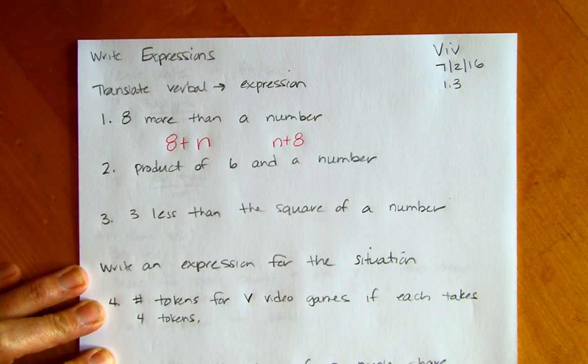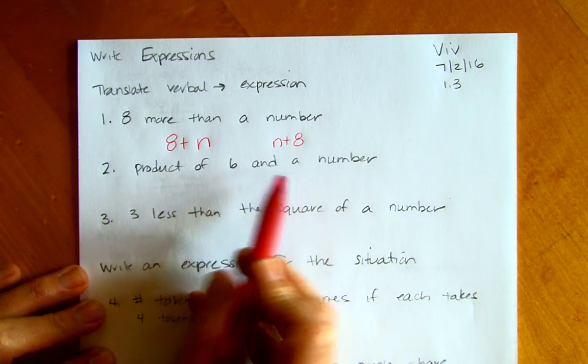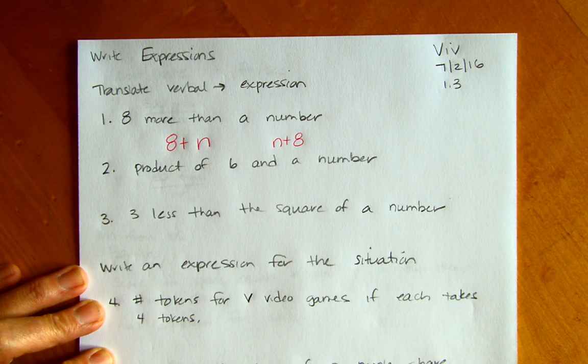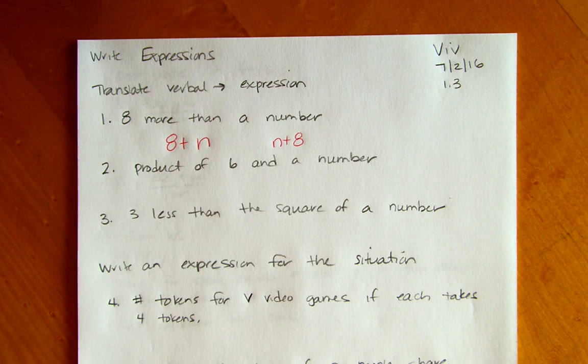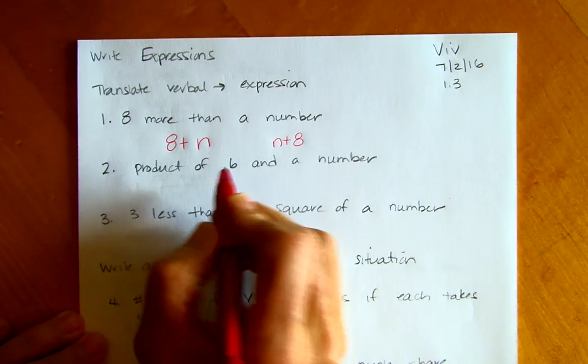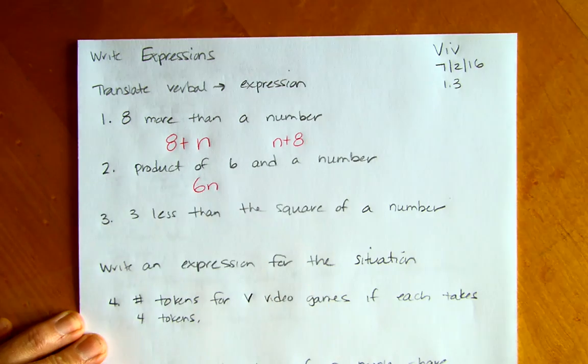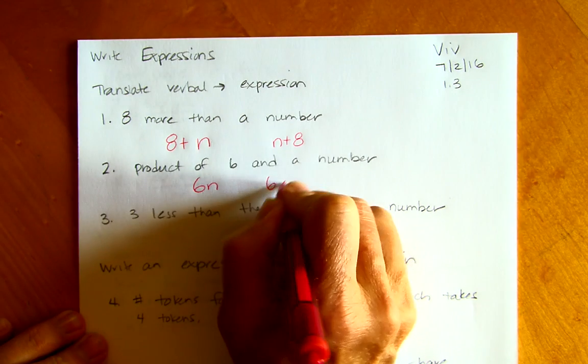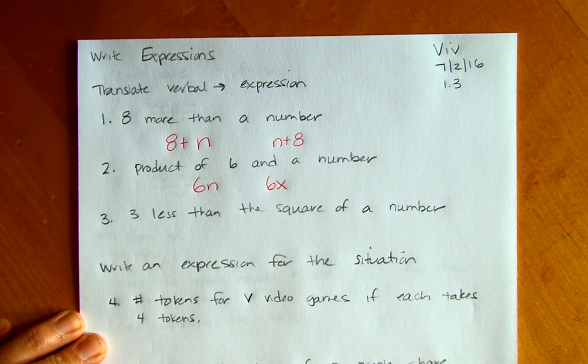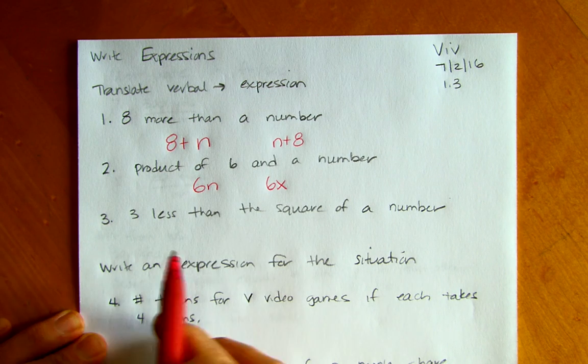That would have worked. The product of 6 and a number, here's where your vocabulary comes in. You need to remember the words product, that's the answer to multiplication, quotient, that's the answer to division, difference, that's the answer to subtraction, and sum, that's the answer to addition. So the product of 6 and a number is just 6n. If you wrote 6x, that'd be fine too, 6y, whatever you choose.